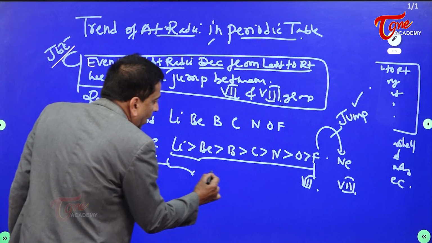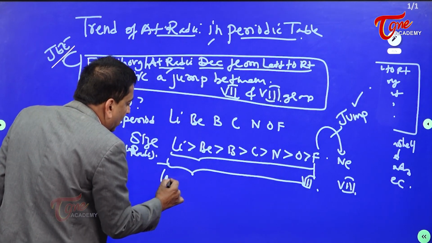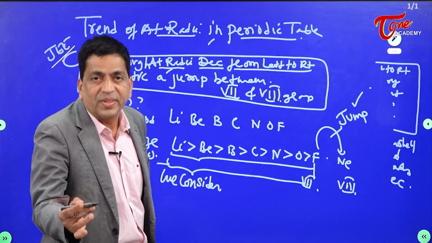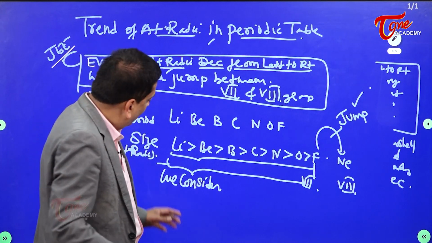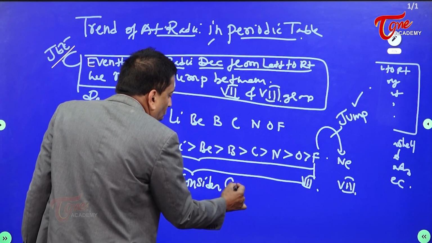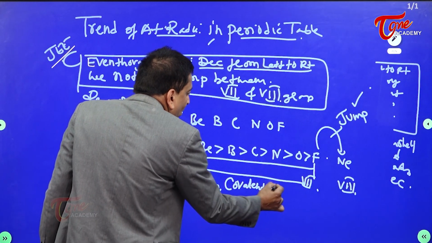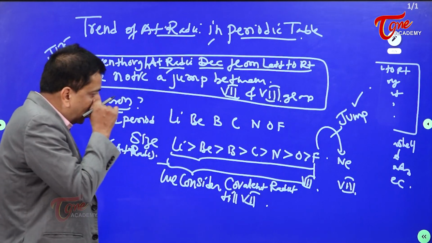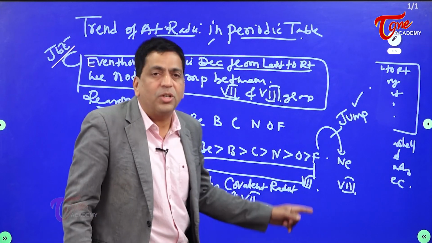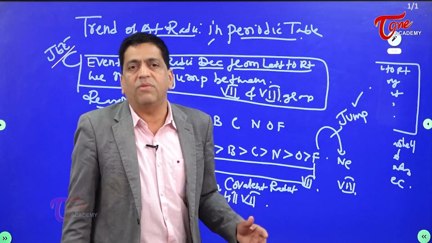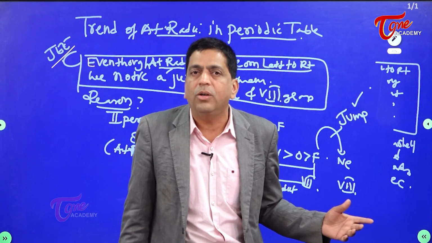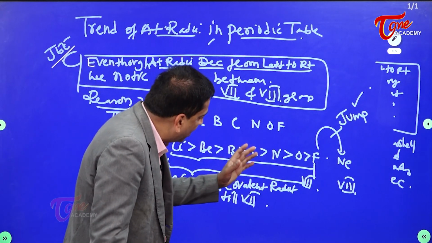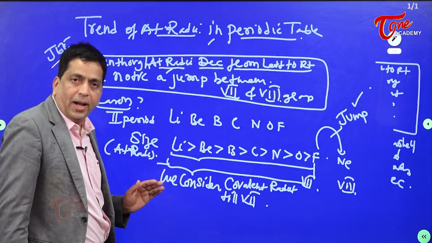Till the 7th, watch carefully, I draw the attention of everyone, we consider covalent radii. Because these are all the first elements of those particular groups, and the first element of every group will be participating in covalent bonding. You must understand. So till the 7th group or the 17th group, we consider covalent radii.